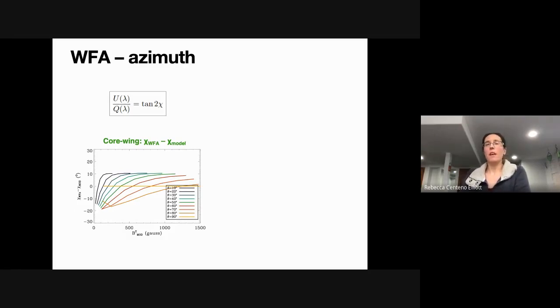But why is this happening? If you go back to the equation, it says that the tangent of 2 times the azimuth angle equals the ratio of U over Q. So it's expecting this ratio to be constant.